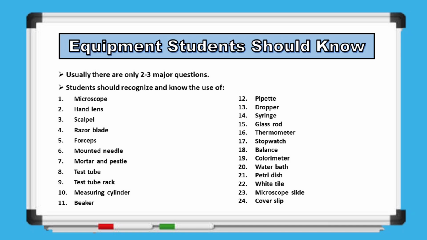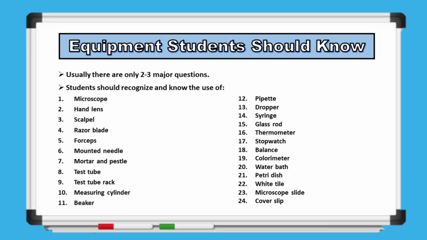The microscope is used to magnify tiny cells and organisms that cannot be seen with the naked eye. A hand lens also magnifies objects, but at a much lower power, making it useful for observing larger specimens such as leaves and insects. A microscope slide holds a thin specimen for viewing under the microscope, while the cover slip keeps the specimen flat and protects the microscope lens.